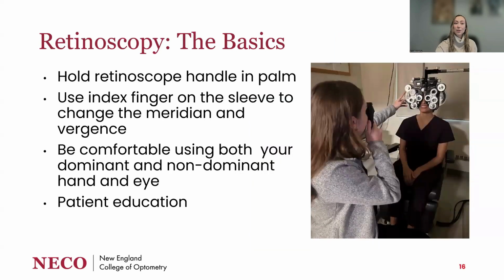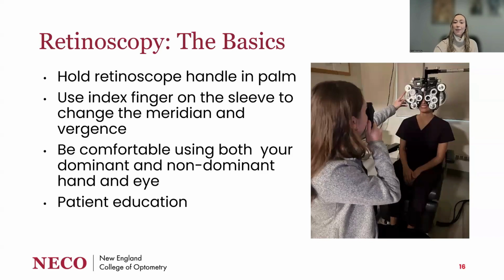The procedure for retinoscopy starts by holding the retinoscope handle in your palm. You will use your index finger and place it on the retinoscopy sleeve, which can change the meridian. Ideally, you would want to have the streak facing directly up vertically, but not every patient has an axis that's at the 180 or 90-degree meridian. So you want to have your finger ready to rotate the orientation of your beam to best fit the patient's true axis. You should be comfortable using both your dominant and non-dominant hand and eye.